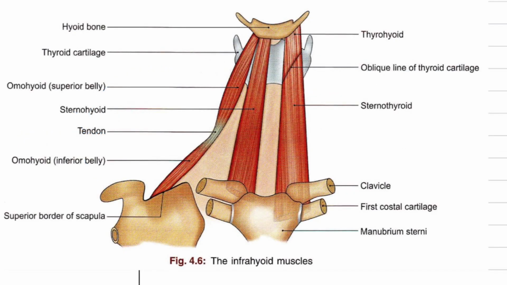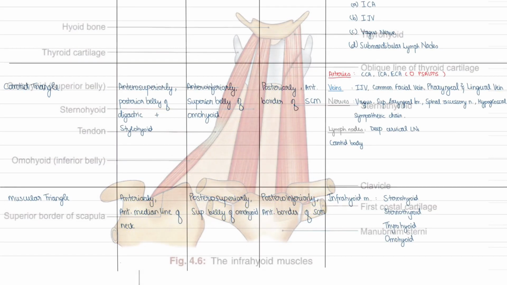Can you see the thyrohyoid extending from the thyroid to the hyoid, which is on top, right? Then from the sternum to the thyroid, we have the sternothyroid muscle. And from the hyoid all the way down to the sternum is the sternohyoid muscle. These are the three main muscles that we want to focus on.